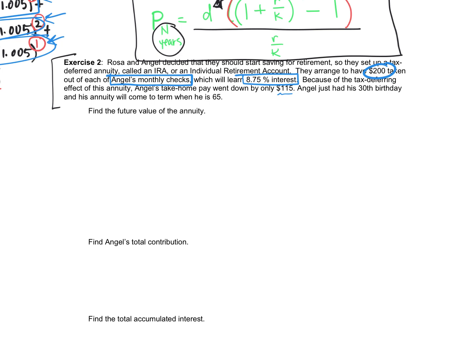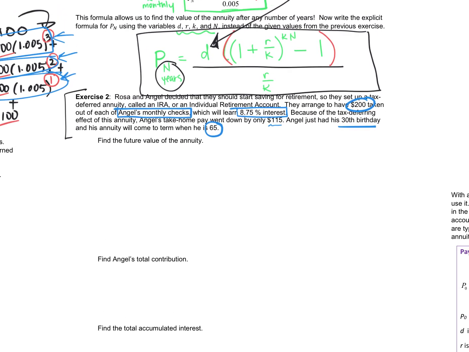And so it says that he just had his 30th birthday, and his annuity will come to term when he's 65. So we want to find out what that future value for the annuity is. So using that formula up above, we want to know what the amount will be after, well, what's the difference from 30 to 65? That's going to be in 35 years. So we want to know what's going on in 35 years.